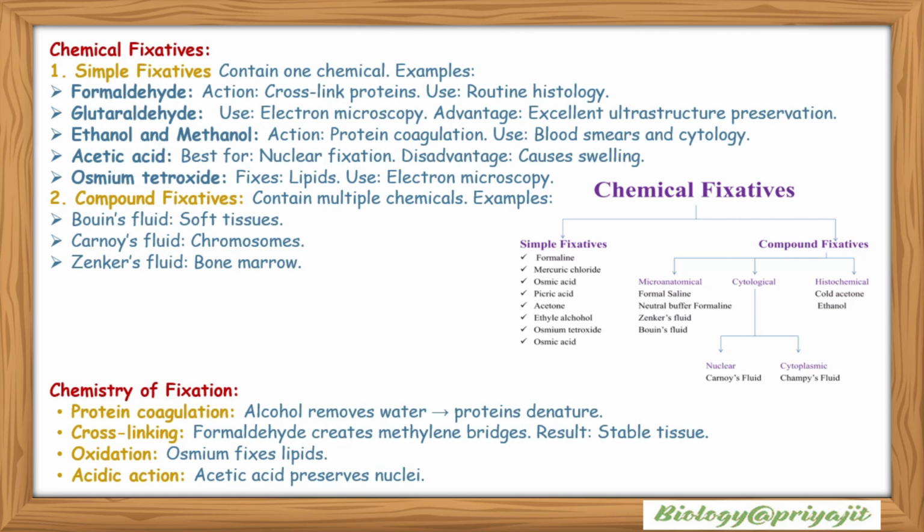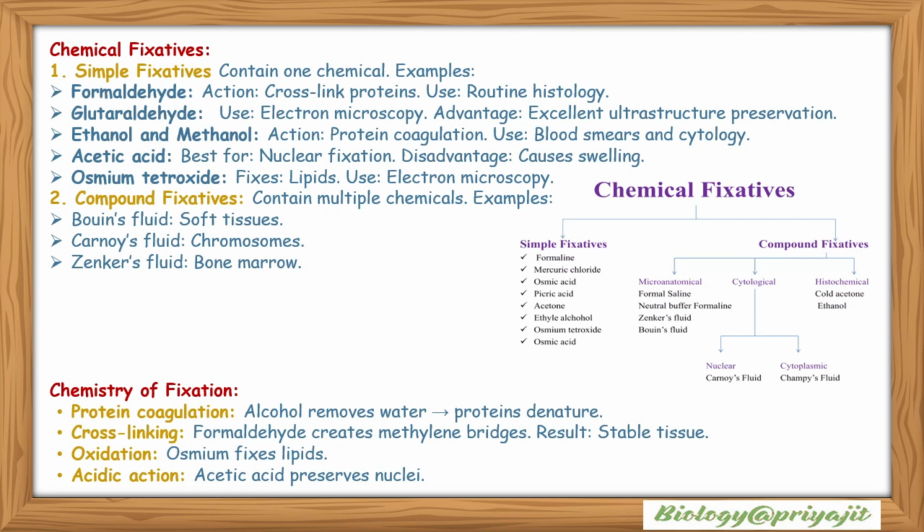Glutaraldehyde is used in electron microscopy. Its advantage: it gives excellent ultrastructure preservation. Ethanol and methanol act by protein coagulation. They are used for blood smears and cytology. Acetic acid is best for nuclear fixation. Disadvantage: it causes swelling. Osmium tetroxide fixes lipids and is used in electron microscopy. Compound fixatives contain multiple chemicals like Bouin's fluid, which is used for soft tissues, Carnoy's fluid for chromosomes, and Jenker's fluid for bone marrow treatment.